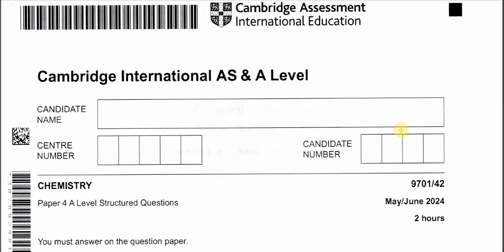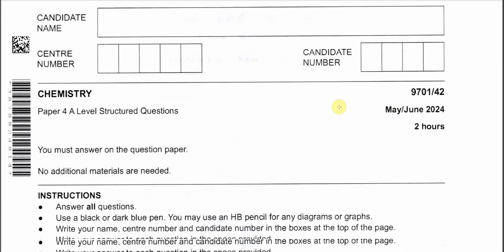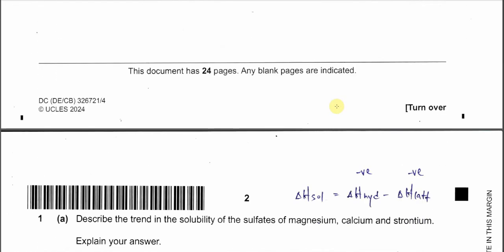May June 2024, Paper 4, Variant 2. Question 1.